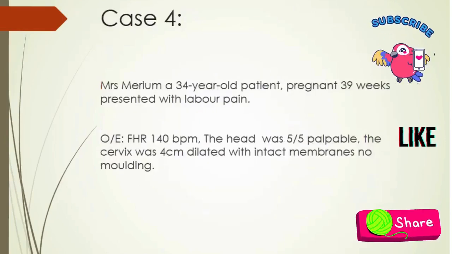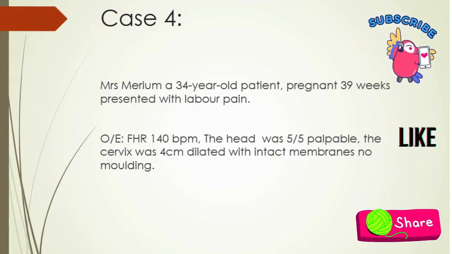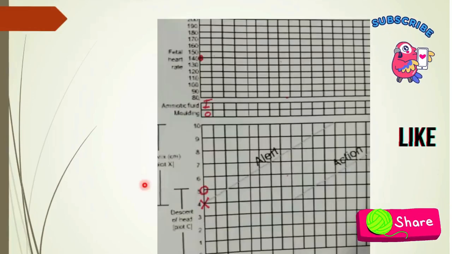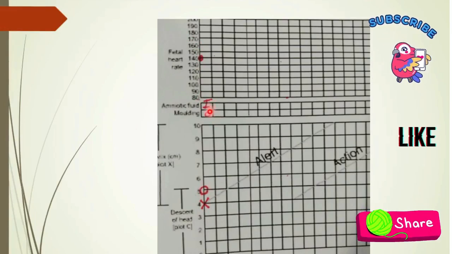Case number 4, Mrs. Maryam, a 34-year-old patient, pregnant 39 weeks, presented with labor pain, fetal heart rate 140 beats per minute. The head was 5/5 palpable abdominally. The cervix was 4 cm dilated with intact membranes, no molding. This is the admission partograph for this woman. Here on admission, 4 cm dilated cervix, the head 5/5 palpable, intact membranes, no molding, fetal heart 140 beats per minute.